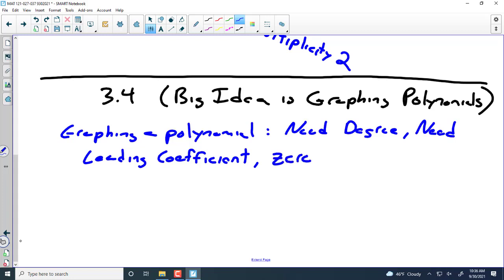We need the zeros, and more importantly than the zeros, we need the real zeros, because the real zeros give us our x-intercepts. We'll need those.